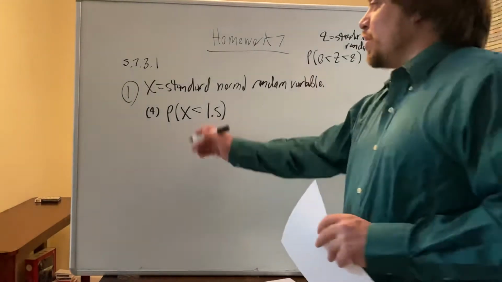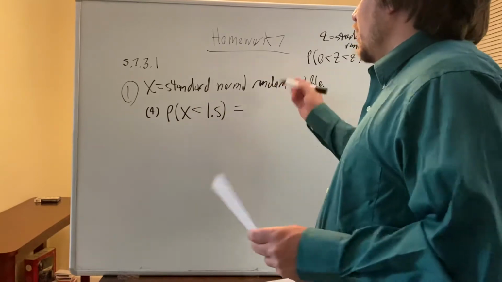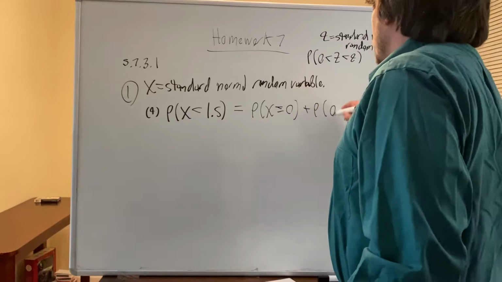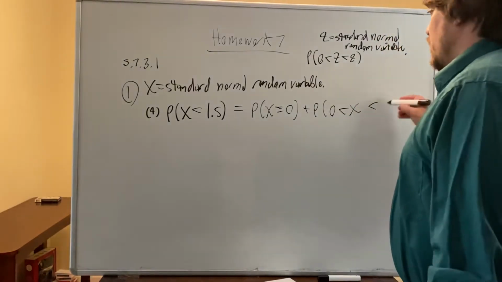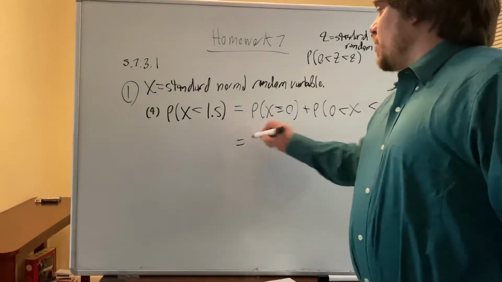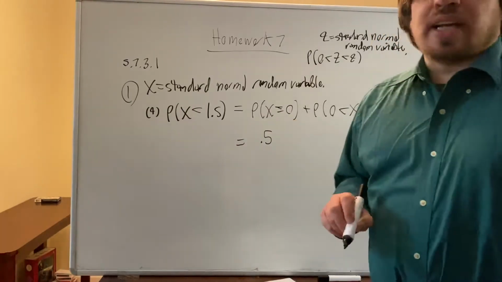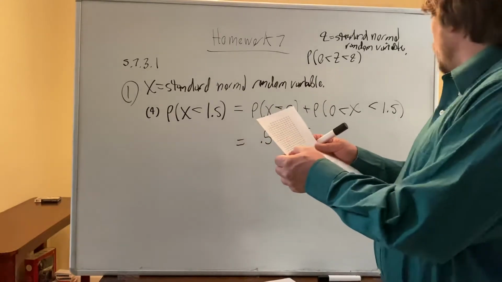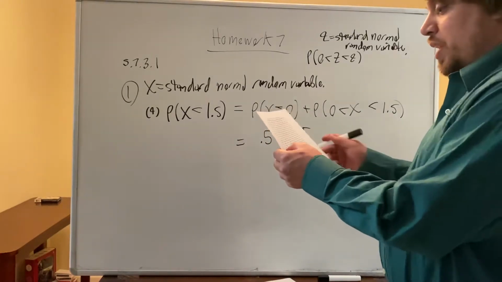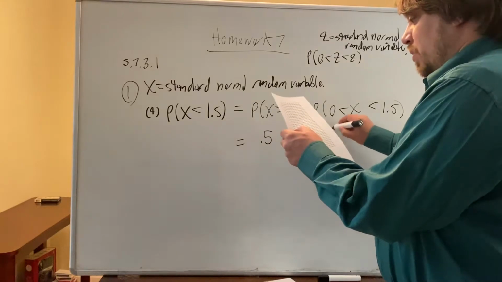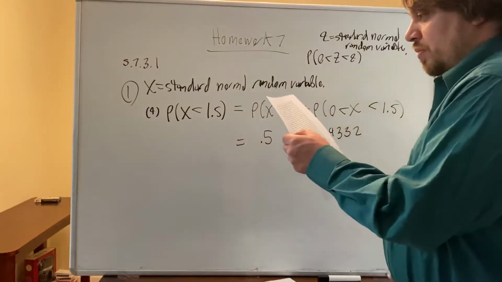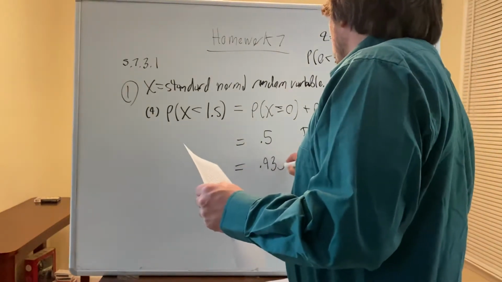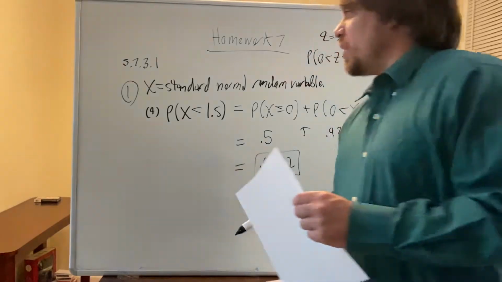So for x, which is a standard normal random variable like z, this is the probability that x is less than or equal to 0, plus the probability that 0 is less than x less than 1.5. This probability is 0.5, or half, plus this probability. By the table, if you go to 1.5 and then 0, this probability is 0.4332. And so in total, this is 0.9332. That's part A of number 1.